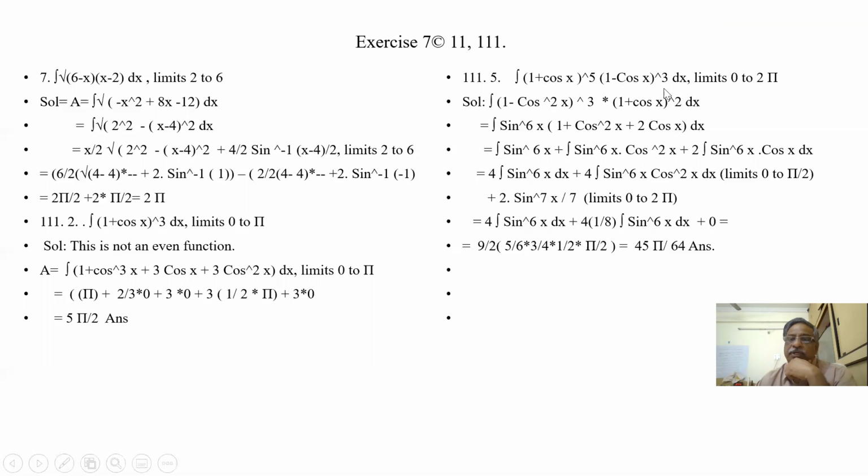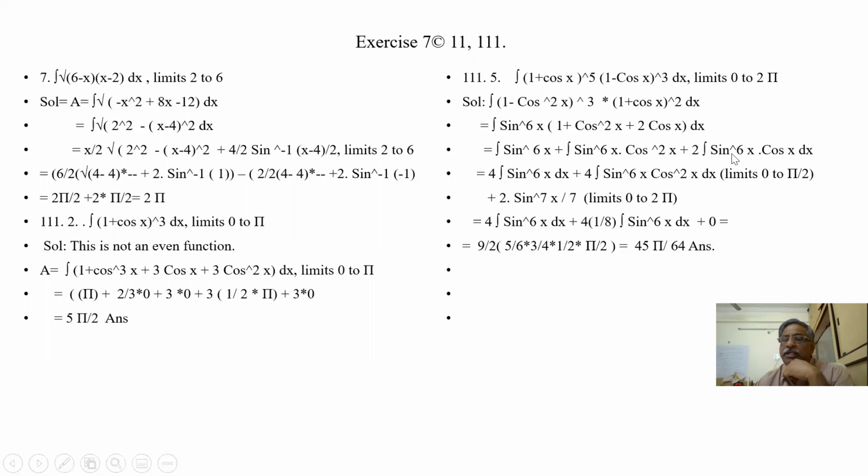So when I simplify this, this is (a plus b) whole square, so I am getting 3 terms. The integral of sine to the power of 6x, from 0 to 2 pi. This is an even function, so 4 into 0 to pi by 2, sine to the power of 6x. This is also an even function, and this is also 4 sine to the power 6x cos square x dx, with limits 0 to pi by 2.